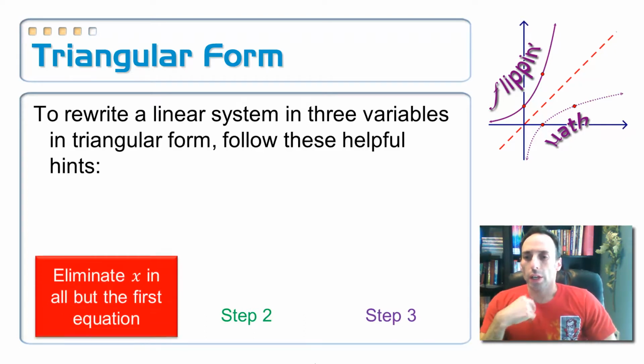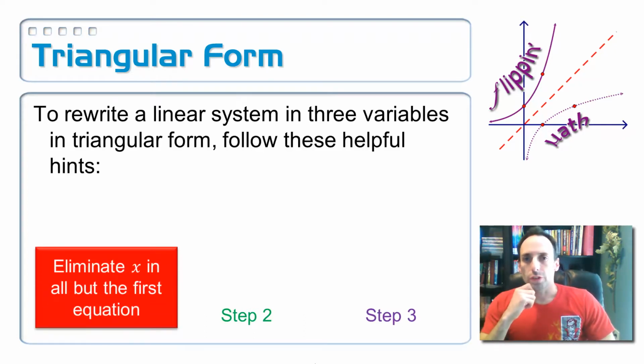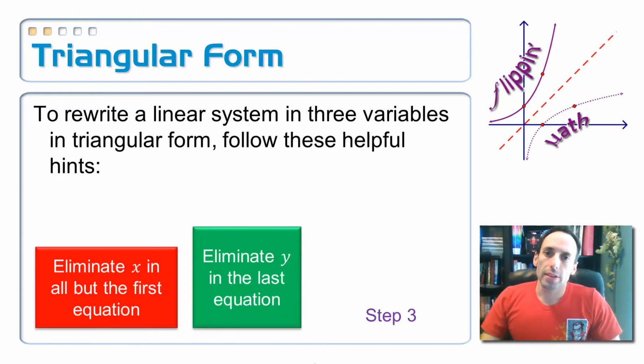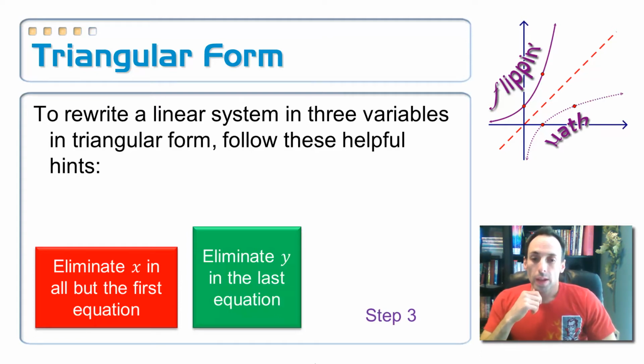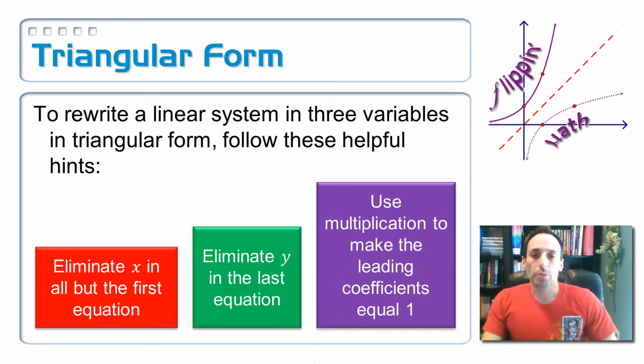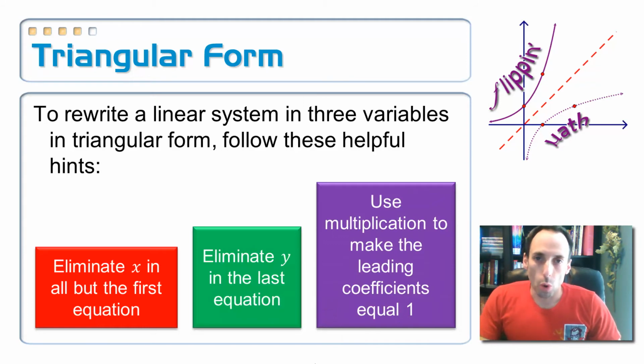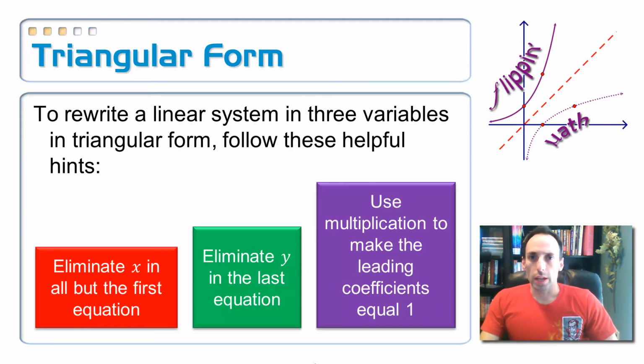So step 1, you're going to eliminate x in all but the first equation using those elementary row operations. Step number 2, you're going to eliminate y in the last equation. Okay, so then we'll have x, y, z in the top, y, z in the middle, and just z by itself on the bottom. And then if I have to, on step 3, you're going to use multiplication to make all the leading coefficients a 1. Okay? And that will put it into triangular form.